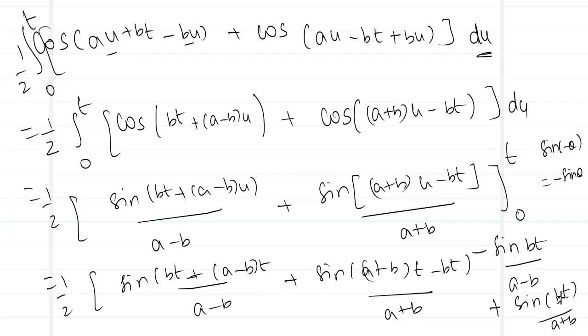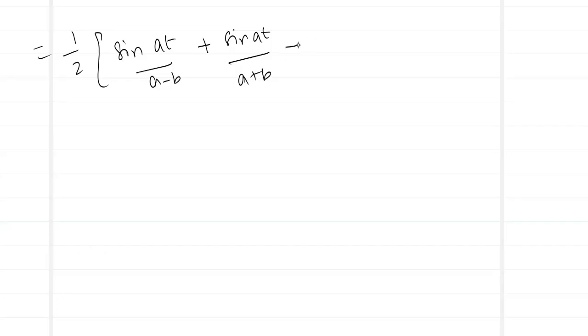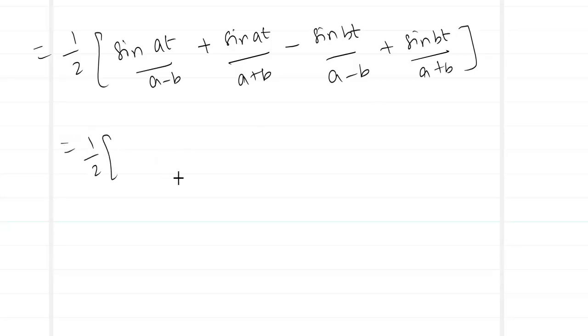Now 4 terms are there totally. Let us simplify this further to get 1 by 2 sin at divided by a minus b. Second term is sin at divided by a plus b. Third term is sin bt divided by a minus b. And the last term is sin bt divided by a plus b. You can leave it as such, or you can go one more step ahead to simplify. a plus b into a minus b makes it a square minus b square.